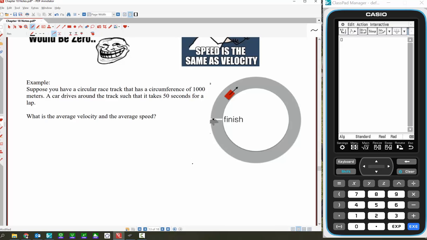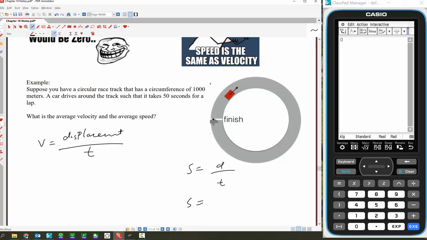So speed is the distance covered and the time it takes you to cover that distance. Velocity is equal to the displacement over time. So velocity is the rate of change of position with respect to time, whereas speed is the distance covered and the time it takes you to do that distance.